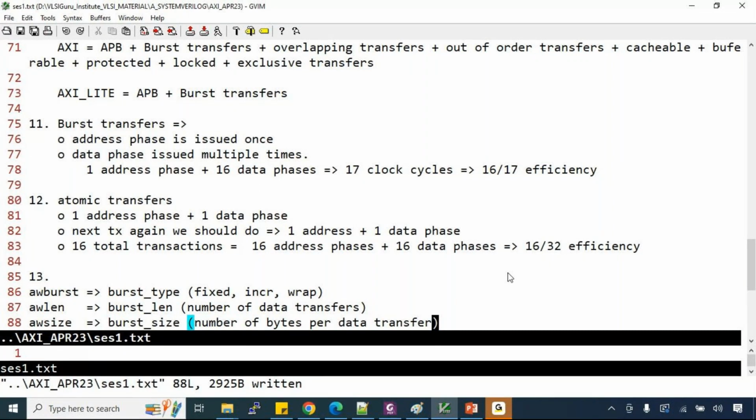Is APB overlapping in nature? No, right? While one transaction is in progress, I mean, only once the APB transaction is done, you do the next transaction. That is non-overlapping.